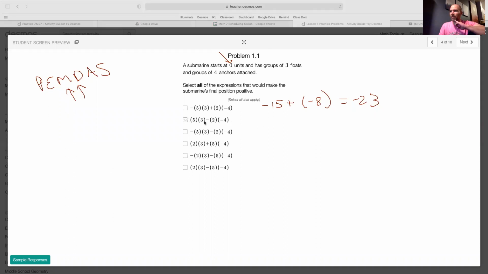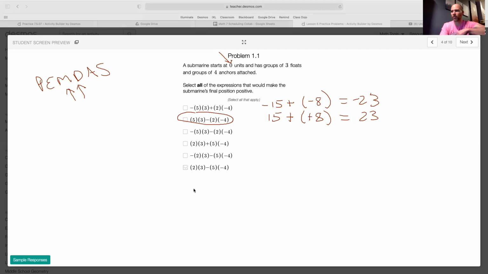Next, we have 5 times 3 is 15 minus 2 times negative 4, which is negative 8. And so here we've got 15 minus negative 8. You should remember that subtracting a negative is the same as adding a positive. So I like to literally switch them to plus signs like that. And we get positive 23. So you should definitely select that one.